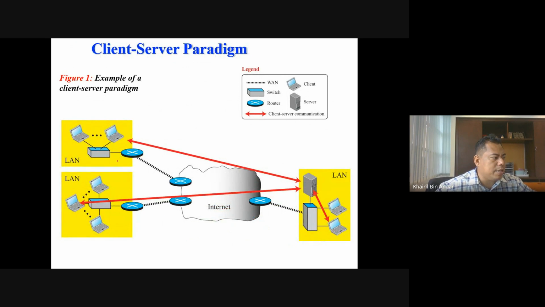So this diagram is just showing you that you have one server over here that helps to share the information throughout all the devices across the network. So you can come from this LAN, from the other LAN, or from the local area network itself, right?